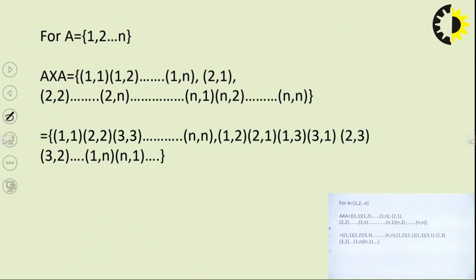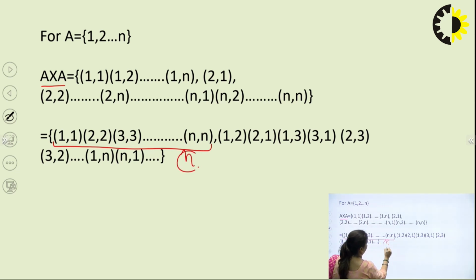Now, let us talk about the general derivation, that if A has n elements, then how many symmetric relations will be possible. First, we will write down what is A cross A for such a set. For such a set, A cross A will contain 1, 1, 1, 2 up to 1, n. Same way 2, 1 up to 2, n, and the last element is going to be n, n. Again, we take the diagonal elements together. So, all the diagonal elements 1, 1, 2, 2 up to n, n. So, how many diagonal elements we have here? N diagonal elements are there.